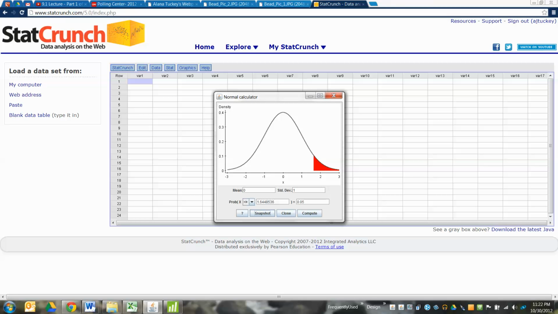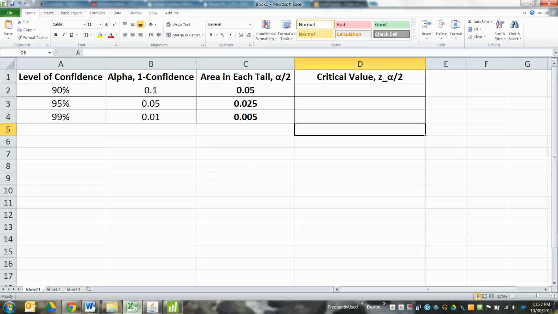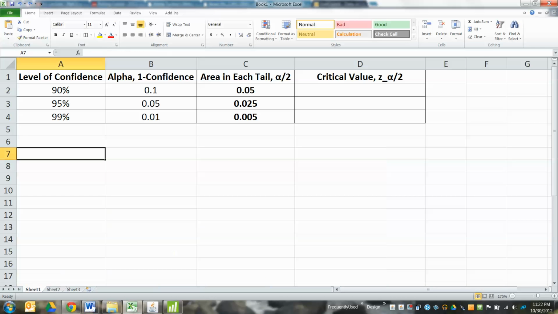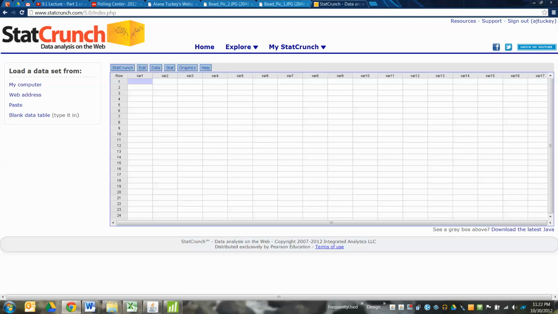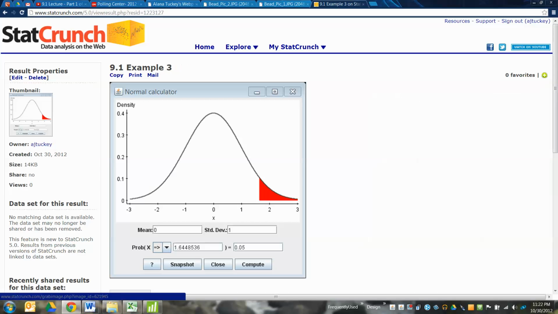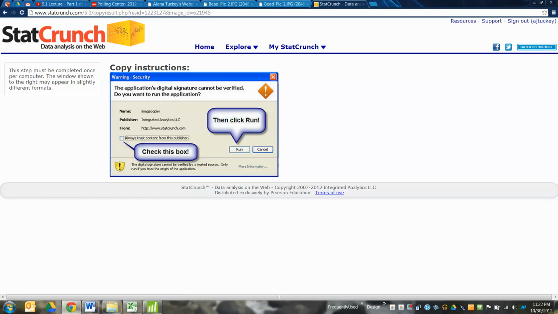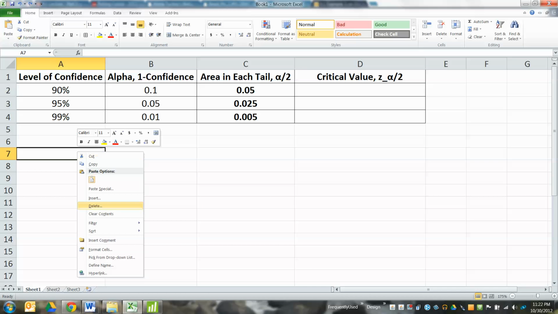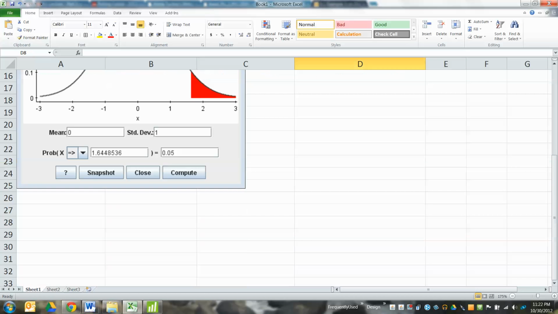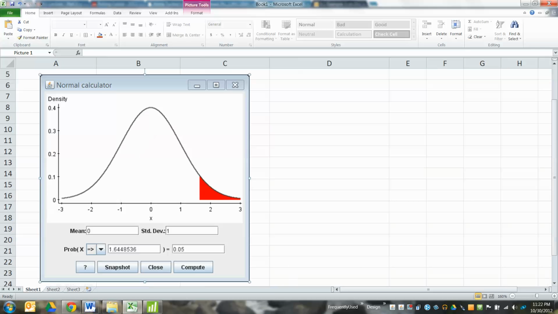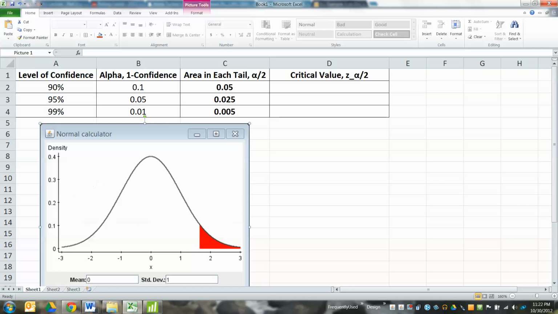Okay, so I've got that. And I will go paste it into my lovely Excel here. Oh, rats, not that. I still have to go to my results. There it is. Copy. There, now I'll get it. Cool. So you can see StatCrunch is telling us it's 1.645. Right there, 1.645. Now, how will we get Excel to find it for us?